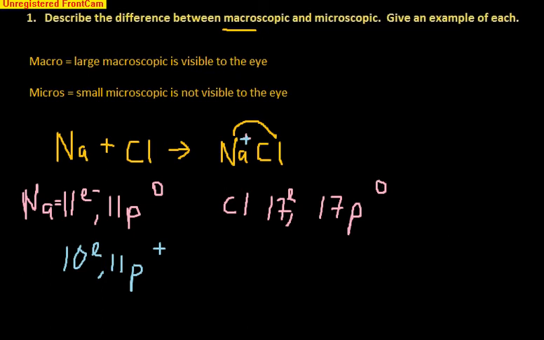And after it receives the electron, now it has a negative charge. And that's because it has now 18 electrons and 17 protons. So since it has one more electron than proton, it has a negative charge. This is an example of microscopic. This we do not see.